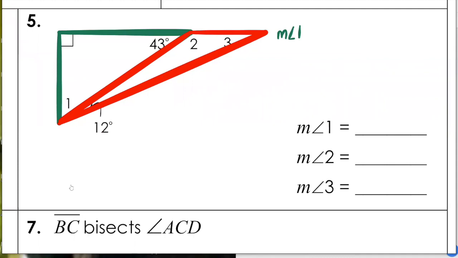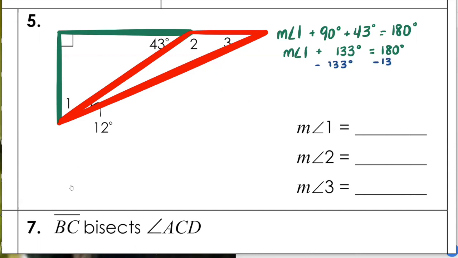All right, so the measure of angle 1 plus 90 degrees plus 43 degrees equals what? 180 degrees. The inside of a triangle will always add up to 180. So when we combine like terms on the left side, 90 plus 43 gives me 133. And then we're going to isolate angle 1 by subtracting 133 from both sides. Even if you're trying to do it the fast way, you're still doing what we're doing. So the measure of angle 1 equals 47.